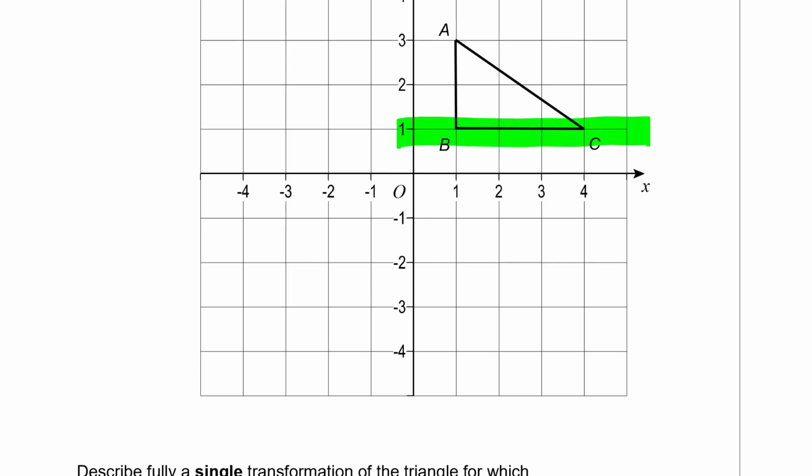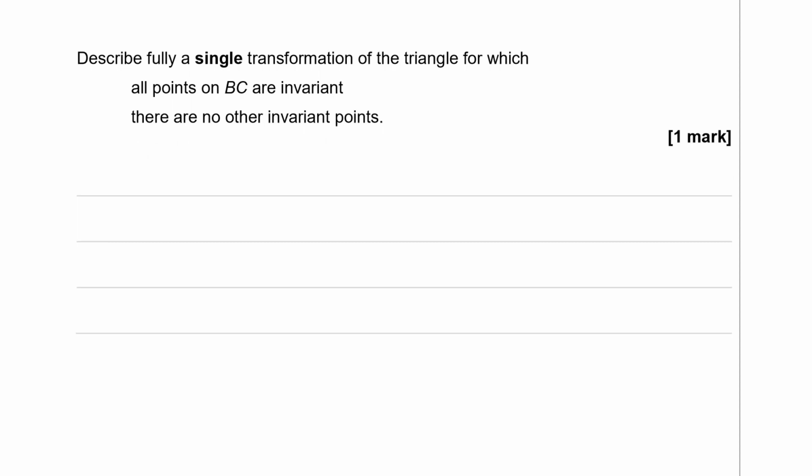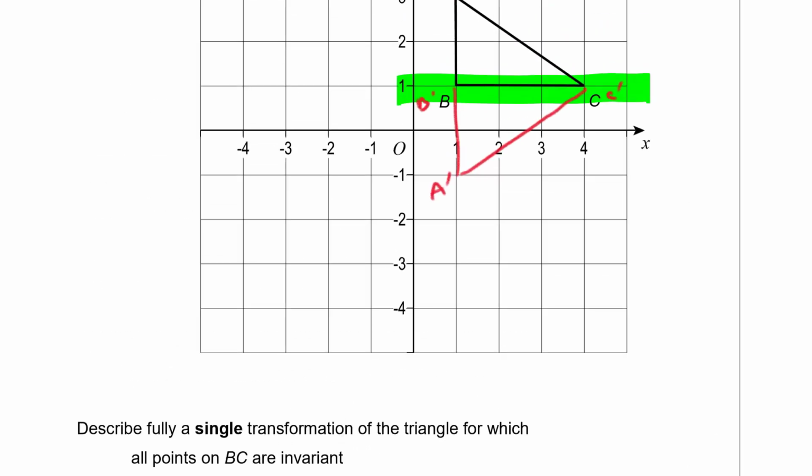If we make that line a line of reflection, then our image triangle will be down here. So B' and C' would lie on their points and A' would move down here. So that seems to work. B and C are invariant, they haven't changed, and A has changed, so it's not invariant. So describe fully a single transformation. How can I describe this transformation?